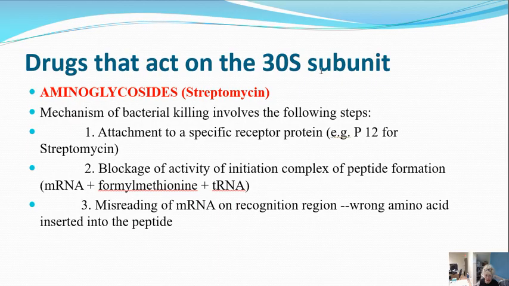Drugs that act on the 30S: aminoglycosides, streptomycin. Actually, streptomycin was one of the original drugs used for tuberculosis. A mechanism of killing involves attachment to the specific receptor, P12 for streptomycin. It blocks activity of initiation of the peptide formation, so mRNA plus formylmethionine plus transfer RNA, which causes a misreading on the recognition region. Wrong amino acid is inserted, bacteria dies.